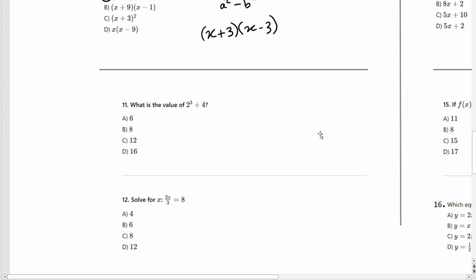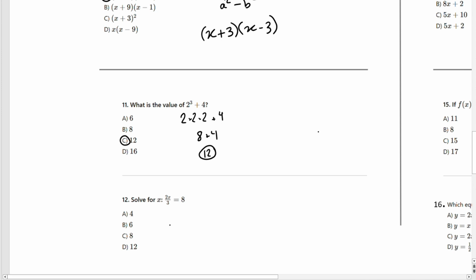All right, number 11. What is the value of 2 to the third plus 4? This one's interesting. This doesn't feel like Algebra 1 at all. But okay, 2 to the third is just 2 times 2 times 2. Do that 3 times. So 2 times 2 is 4, times 2 is 8. Plus another 4, you get 12. So the answer would be just C.